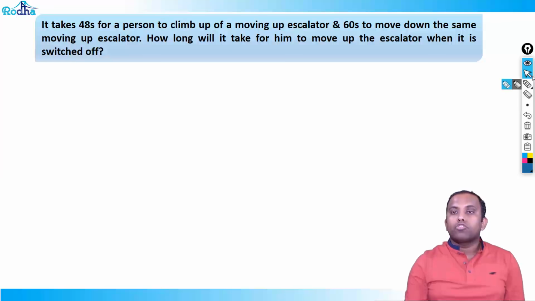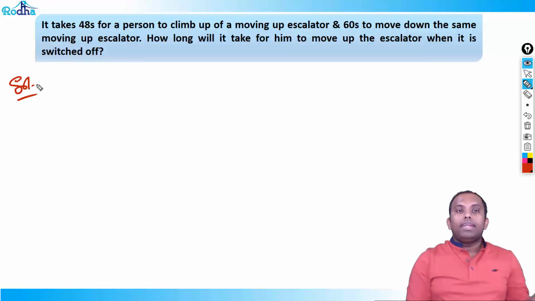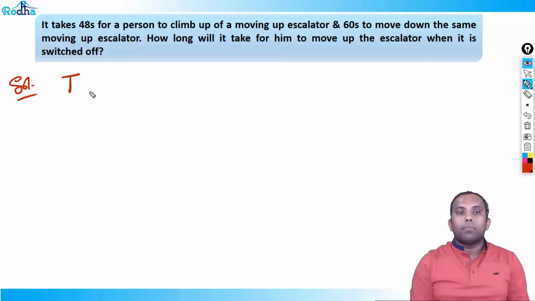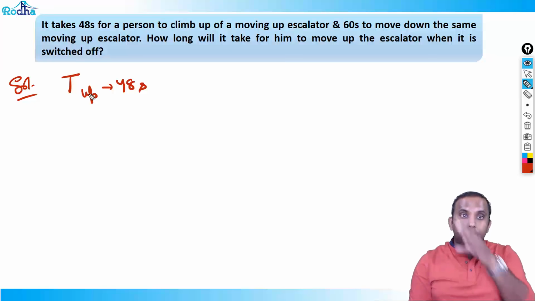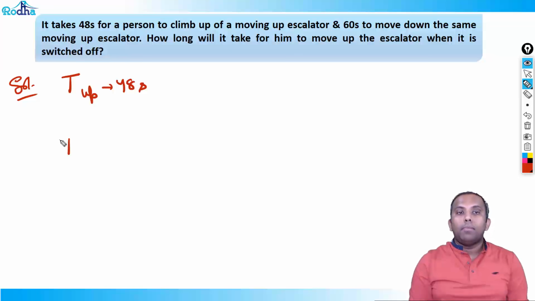Now the first question is also a super question, but you can solve it very easily because you've done all the concepts now. It takes 48 seconds for a person to climb up a moving up escalator. That means the time taken to climb up is 48 seconds. And 60 seconds to move down the same moving up escalator.